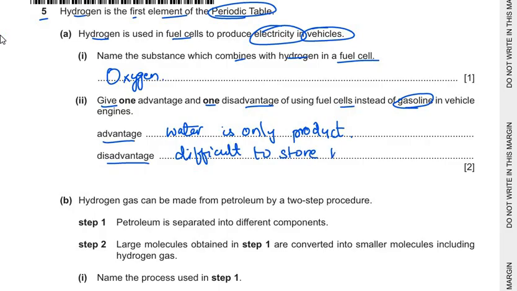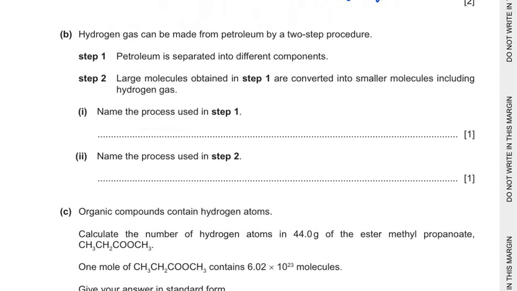Because hydrogen is flammable and it has to be stored in a compressed form in a cylinder, it is difficult to store. That is a disadvantage.